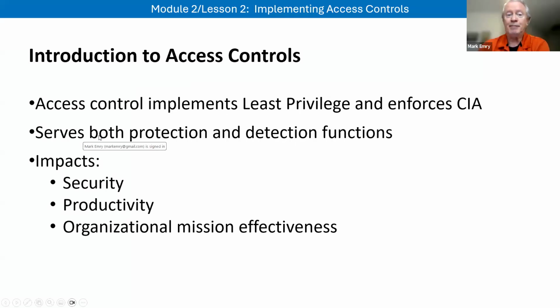Access control is a method and means to implement the principle of least privilege and enforce CIA. It's used for both protection and detection. Access control impacts security, productivity, and the organization's ability to perform its mission.